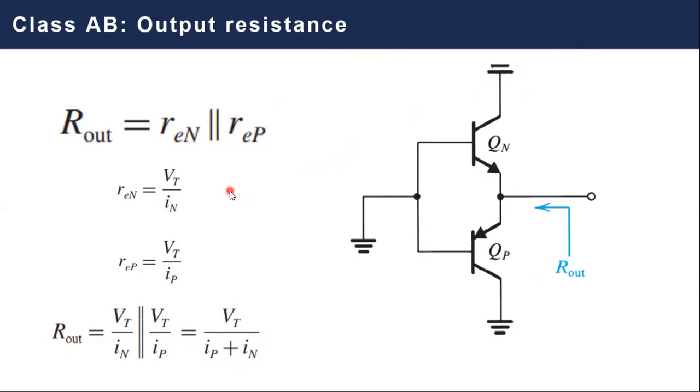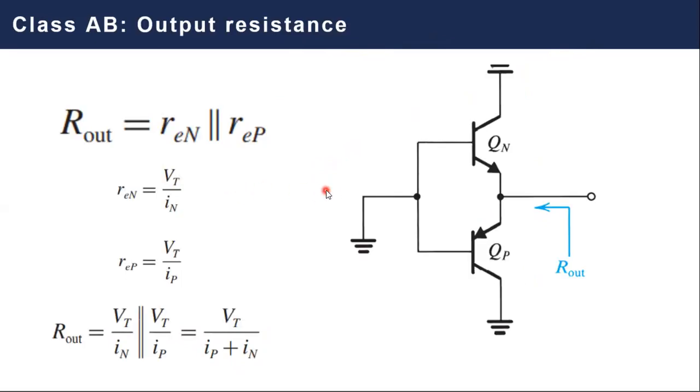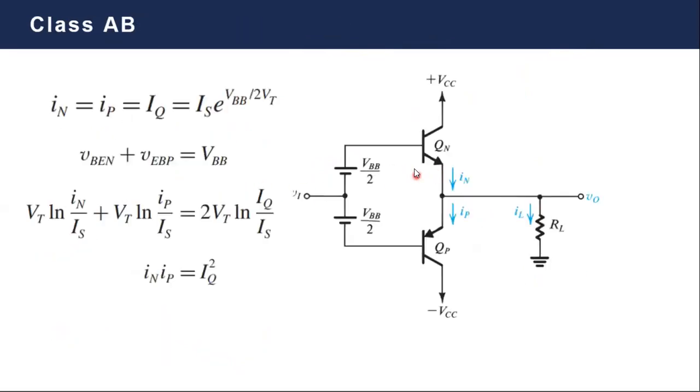Now, let's turn to this circuit, which may solve the problem of having that dead band at the central point of the output signal coming from an output stage power amplifier.